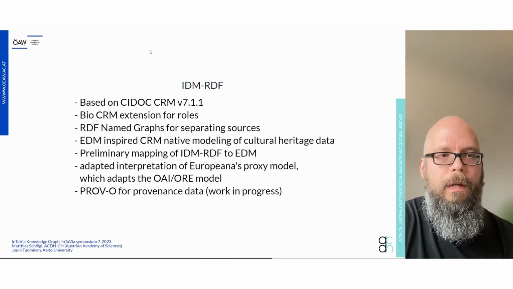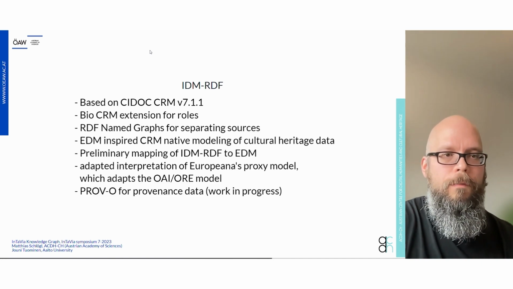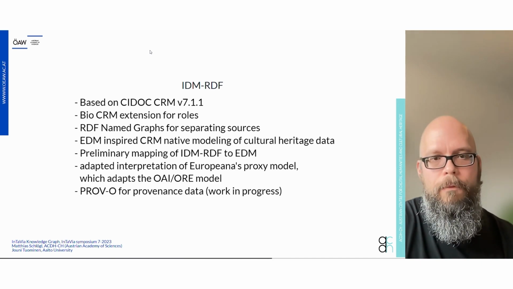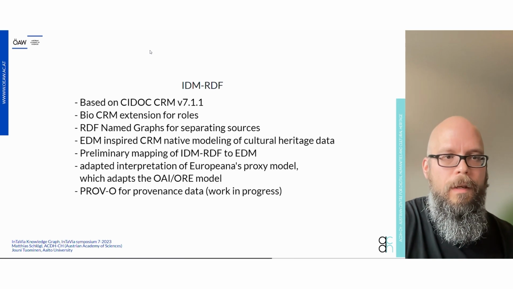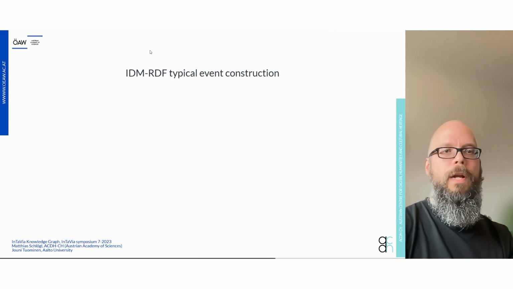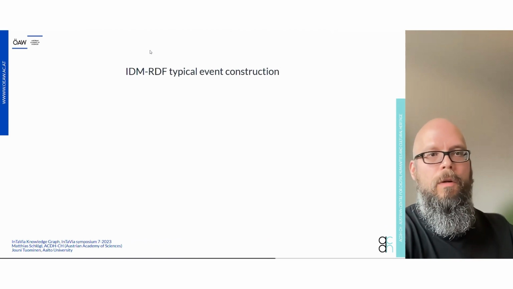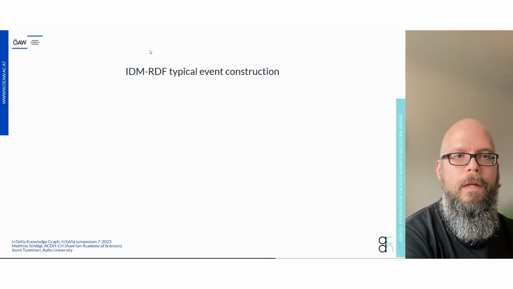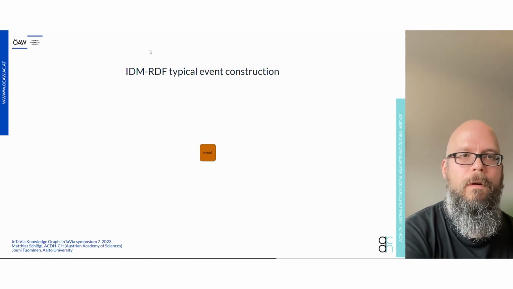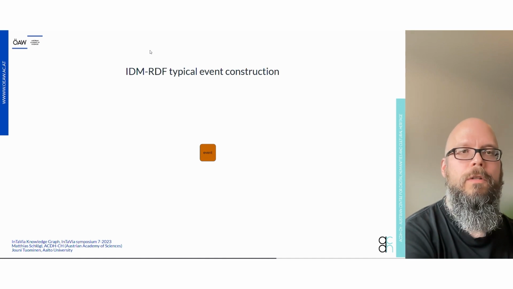And then we are planning to use Provo for provenance data modeling, but this is still a work in progress. And next, we also use BibFrame for references, but that's also a bit work in progress. So here's an example of how we construct the events.